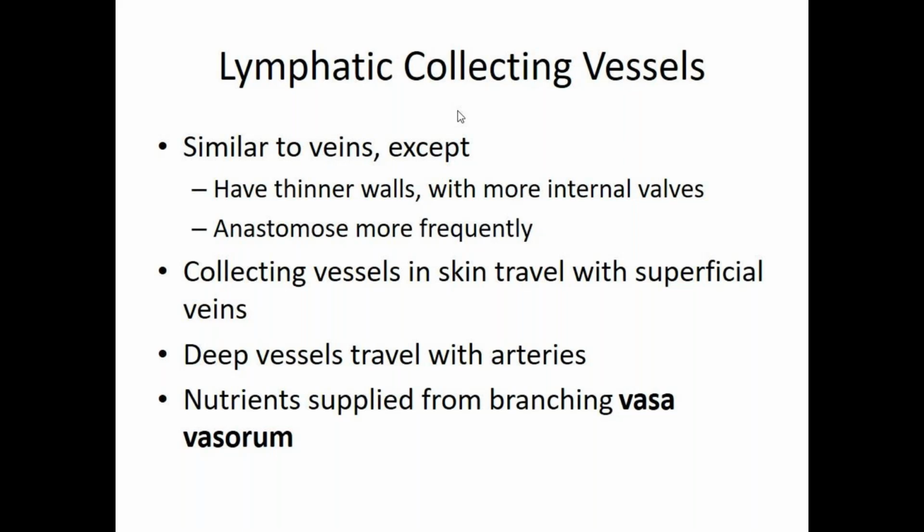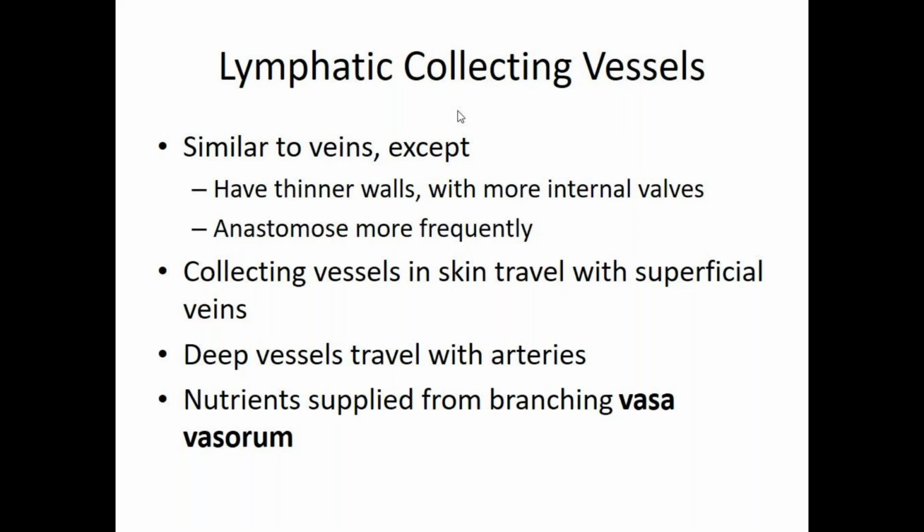As they come together, I guess before we get to that, just like we had with large blood vessels, right, we had to have a special circulatory system just for the blood vessels, that vasa vasorum. In a large enough collecting vessel, we're going to have the same thing. Again, because these are living cells, they have to have a blood supply. This is how we get to them.